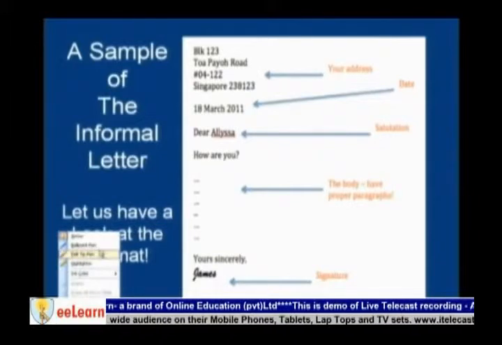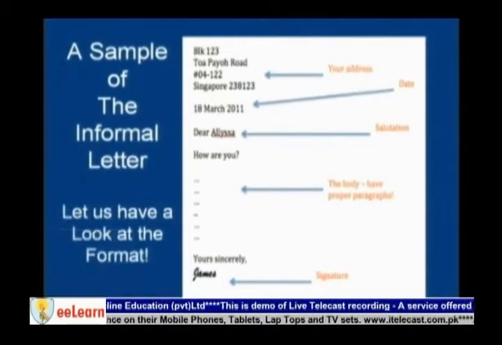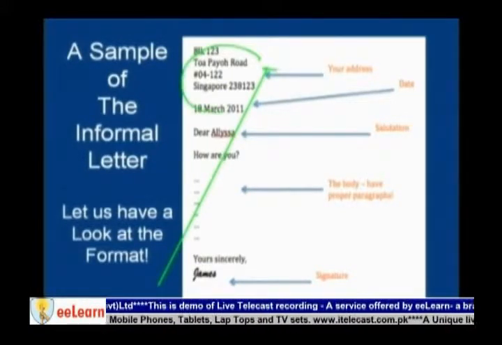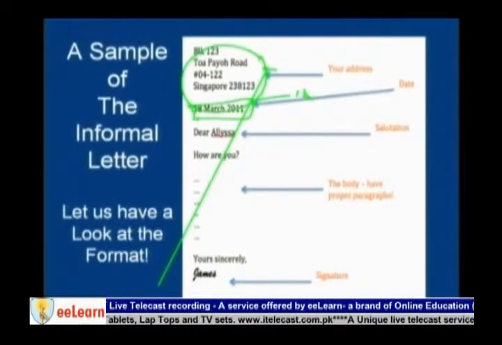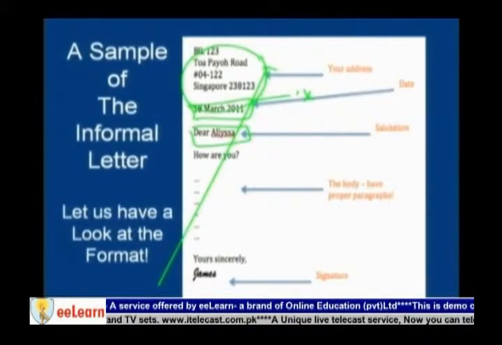We need to write down the address. If you look clearly, this is your address. And then you have to write down the date, leaving 1 line here. Then you address your friend, name of your friend, dear Elisa.